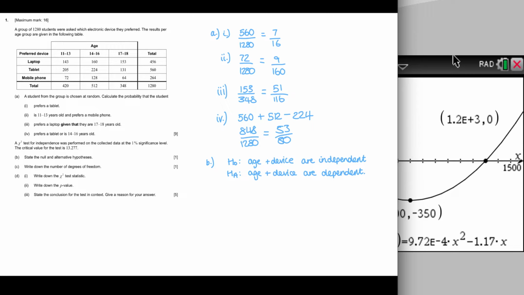And then part C is to write down the degrees of freedom. To find the degrees of freedom, it's the number of rows, so I have 3 here, subtract 1, so that would be 2. And then it's the number of columns, subtract 1, which is again 2. And I times those together, so I have 4 for my degrees of freedom. And then for the last part, part D, I'm finding the chi-squared statistic.